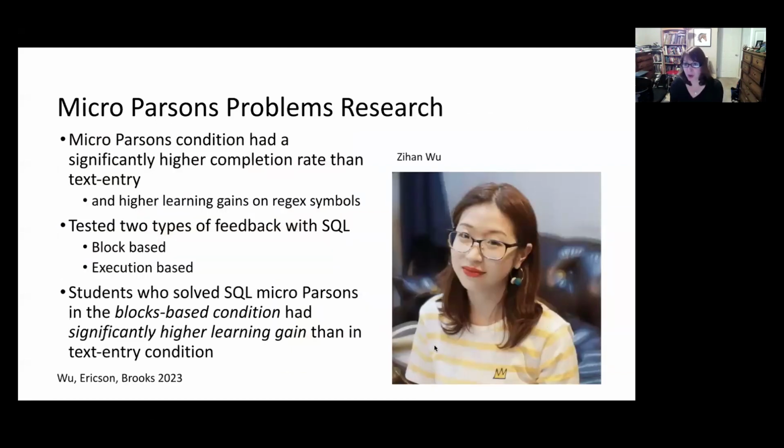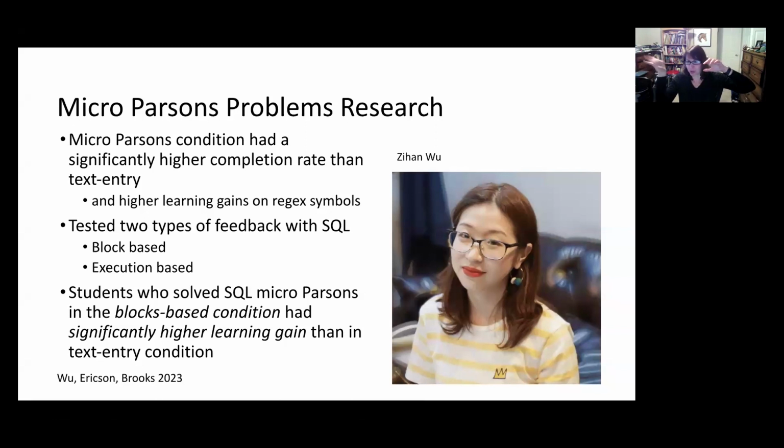So this is work of another of my PhD students, Xinying Hou, and so far what she's found is that we did between-subject studies, and several different studies actually is what we're talking about here. In one of them, she had micro-Parsons as optional practice in a MOOC, and she had thousands of students who started the practice. Very interestingly, students who were in the Parsons condition versus the normal text entry condition for regex, we lost a lot more people out of the regex condition.